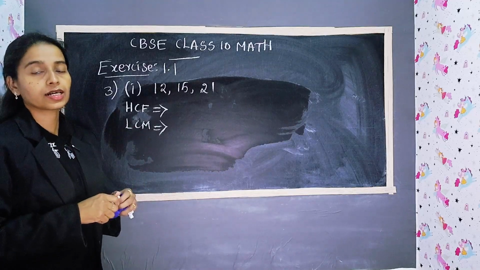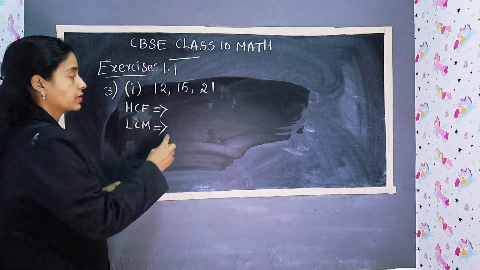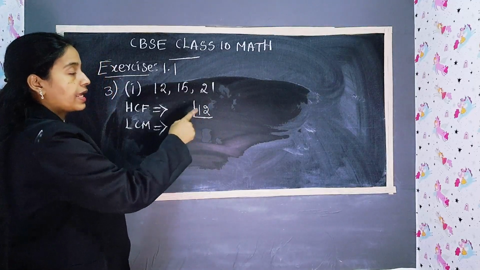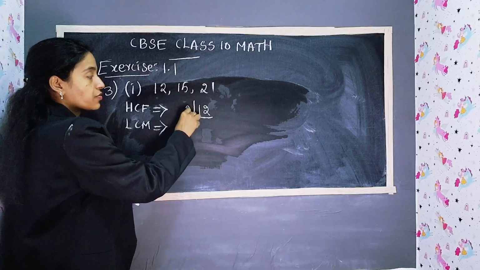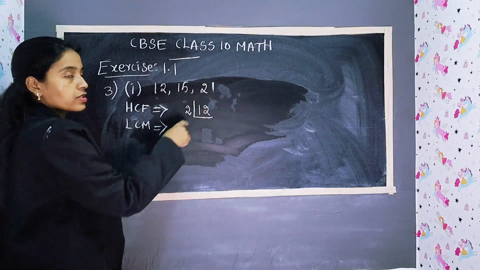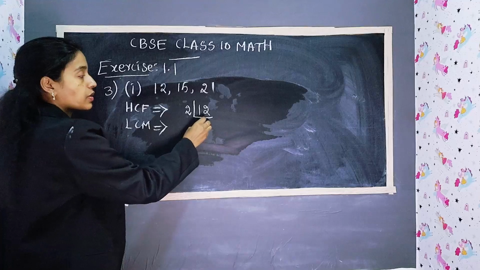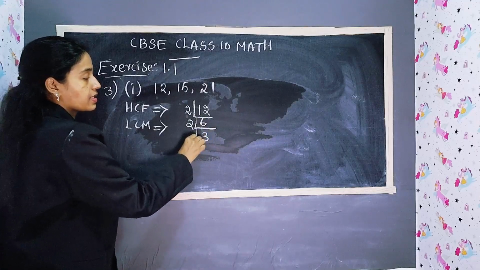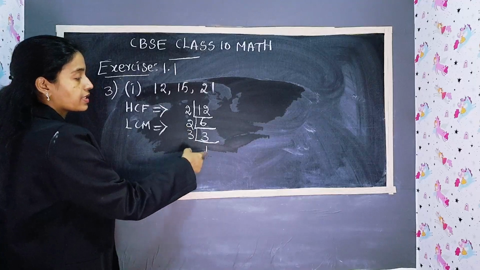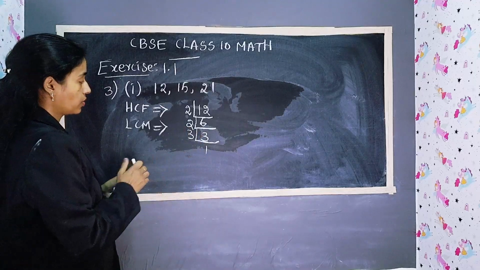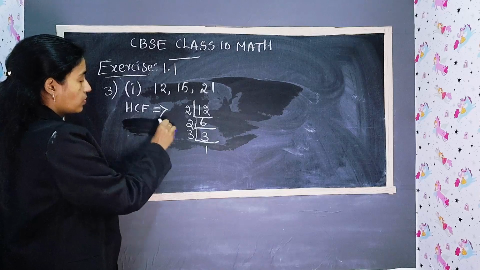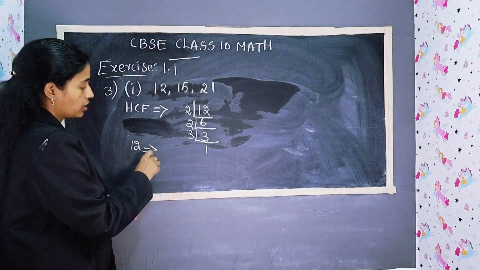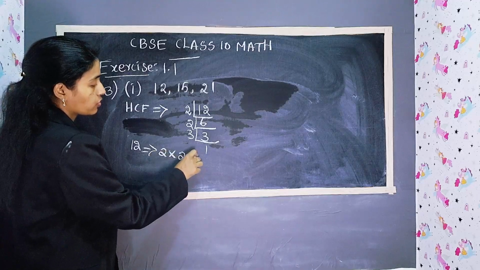Now we can find out the HCF of these three numbers. First is 12, right? I am using L method. If I am taking the smallest prime, that is 2, six 2s are 12, right? If I am dividing 12 by 2, I will be getting 6. And then again 2. Three 2s are 6. Then 3. One 3 is 3. Okay, so what are the prime factors of 12? 12 equals 2 into 2 into 3.